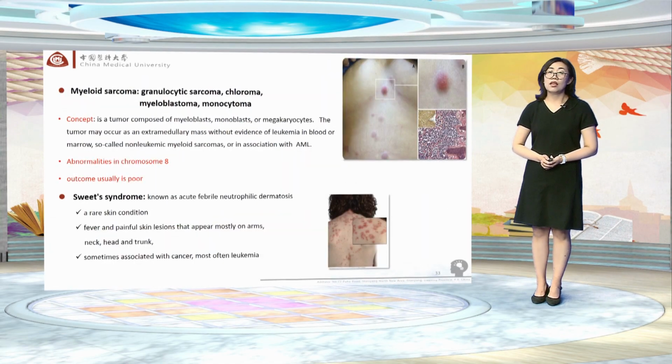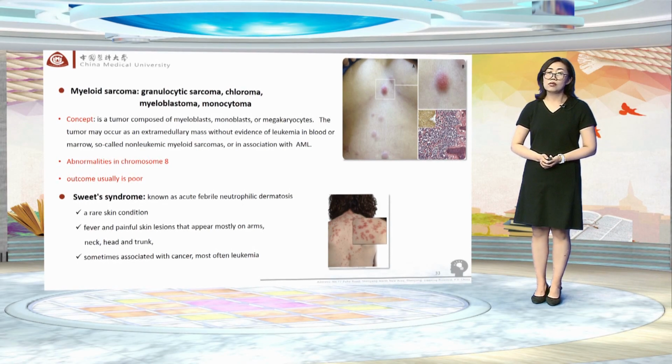In addition to the above, let's focus on two concepts of skin involvement. First, myeloid sarcoma. Synonyms: granulocytic sarcoma, chloroma, myeloblastoma, monocytoma. It is a tumor composed of myeloblasts, monoblasts, or megakaryocytes. The tumor may occur as an extramedullary mass without evidence of leukemia in blood or marrow, so-called non-leukemic myeloid sarcomas, or in association with AML.